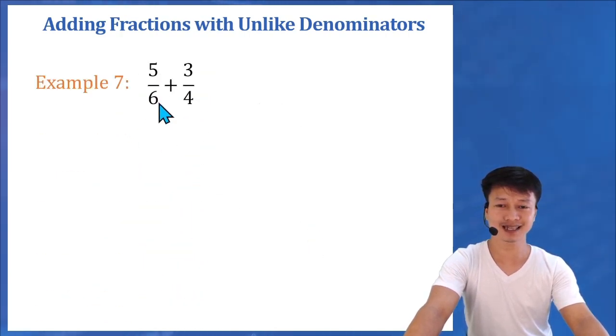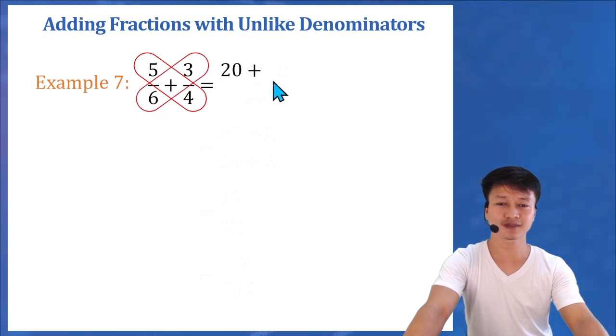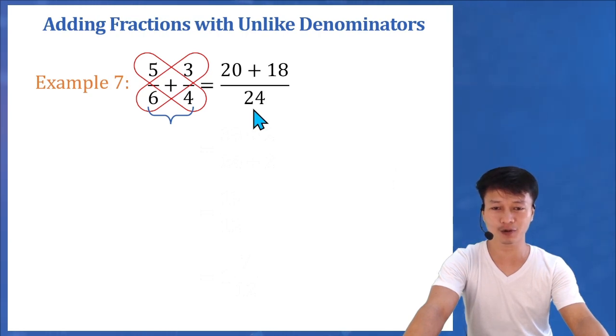We have 5 over 6 plus 3 over 4. Again, these two fractions are dissimilar fractions because they have different denominators, and so we cannot add them directly. So what we are going to use is the butterfly method. So we have, this is equal to 5 times 4. That will give us 20. Since the operation is addition, so put plus here. And then we have 3 times 6, which gives us 18. All over the product of the denominators, we have 6 times 4, that is 24.